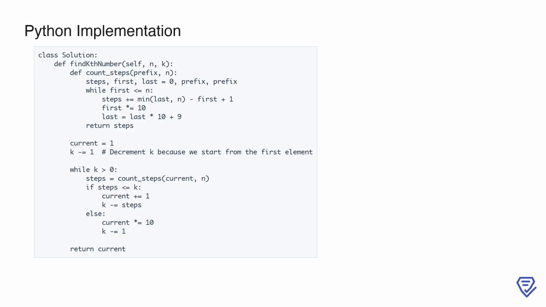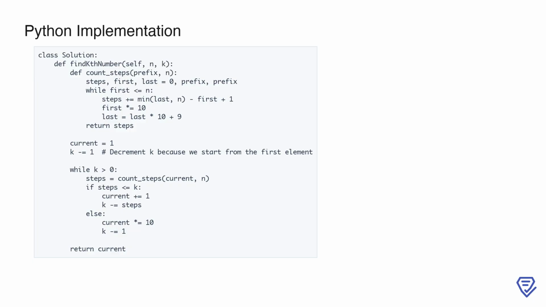Step-by-step explanation. 1. Helper function count_steps. This function calculates the number of integers between prefix and n that share the same prefix. It expands the search range by multiplying the prefix by 10, e.g., 1, 10, 100, and counts all valid numbers within the range. It stops when the range exceeds n, ensuring no invalid numbers are counted. 2. Main function logic. Start with current equals 1 since lexicographical order begins with 1. Decrement k because the search begins with the first number already considered.